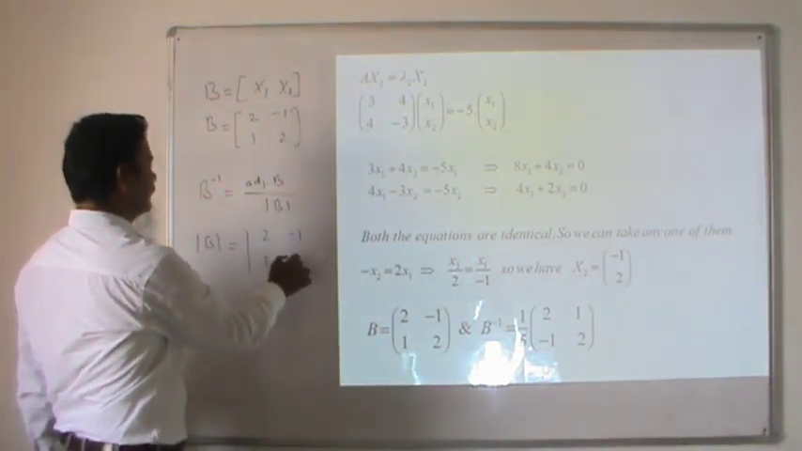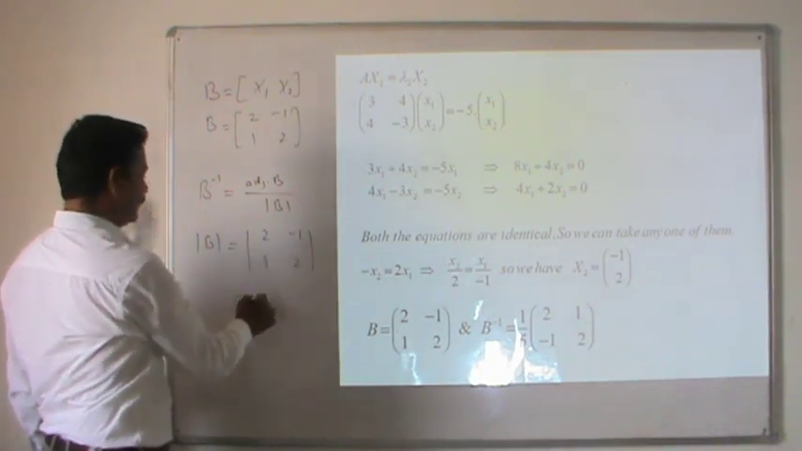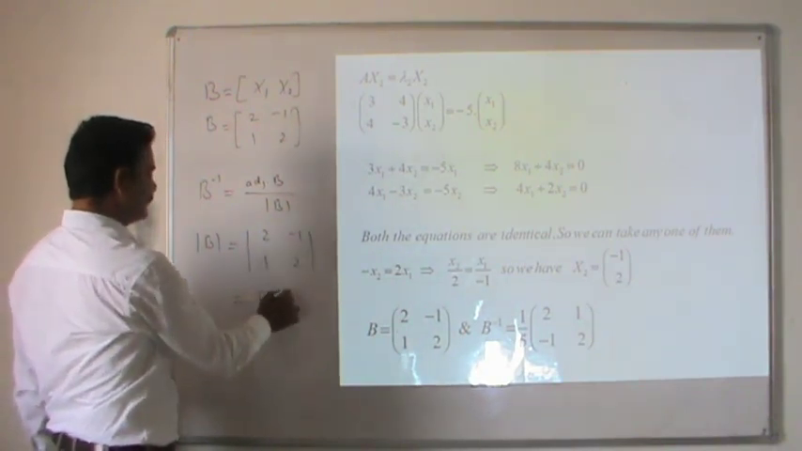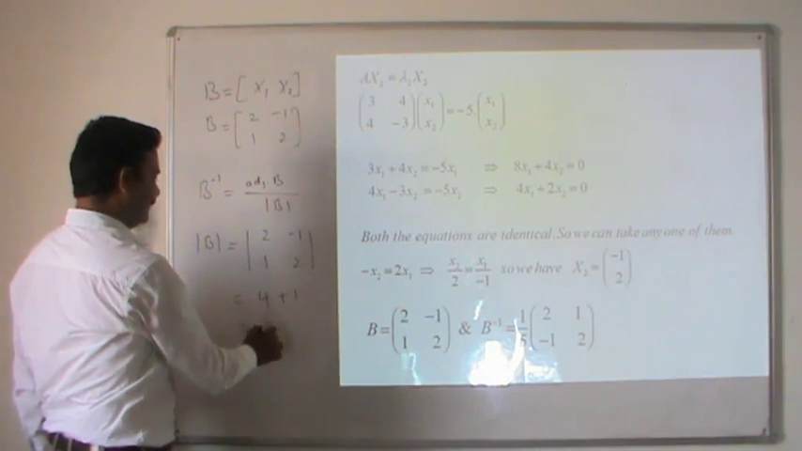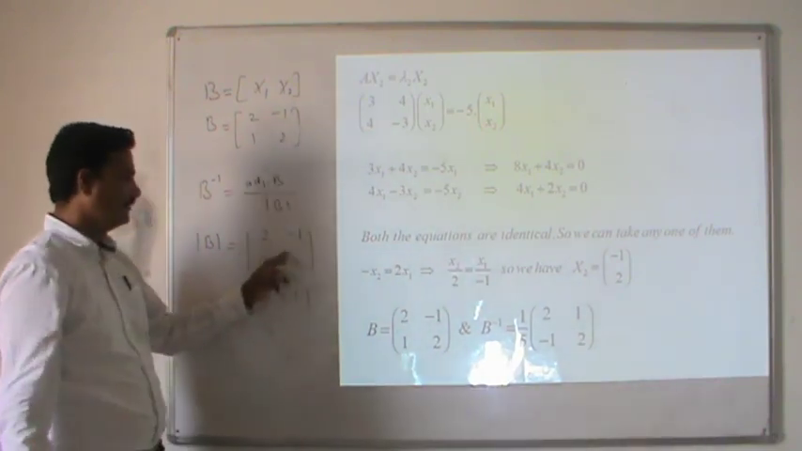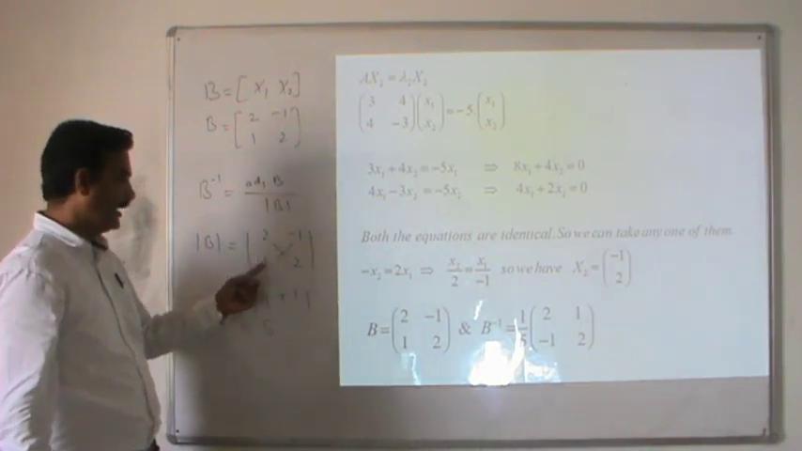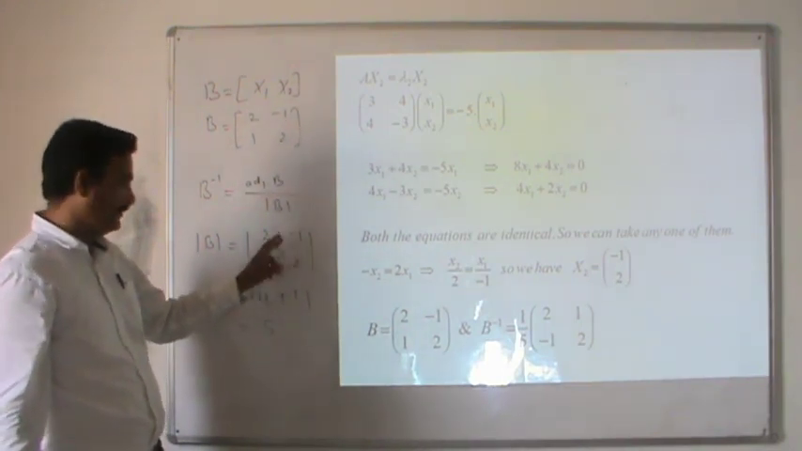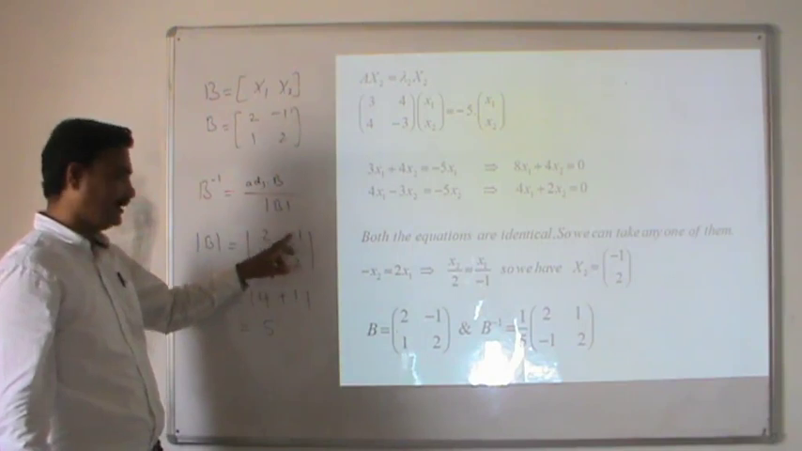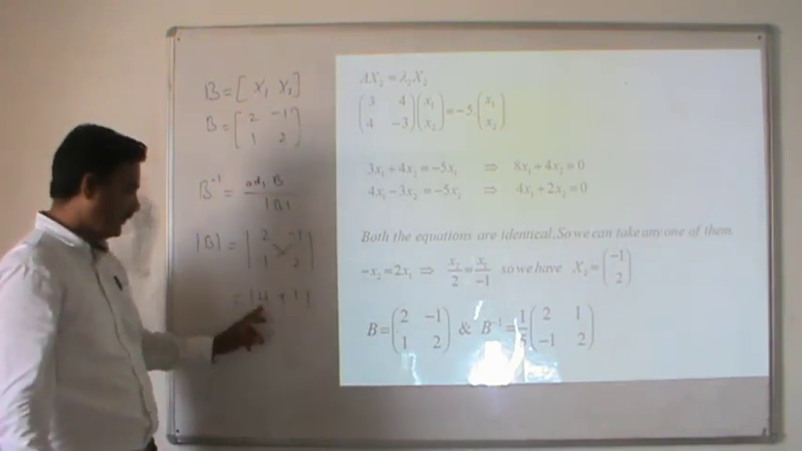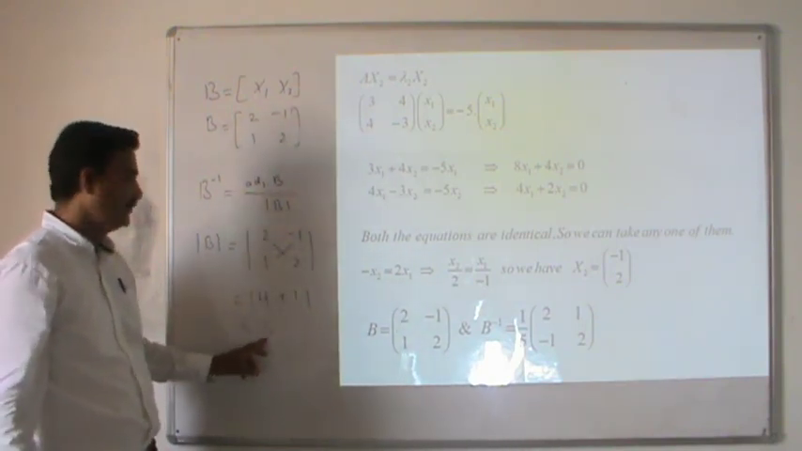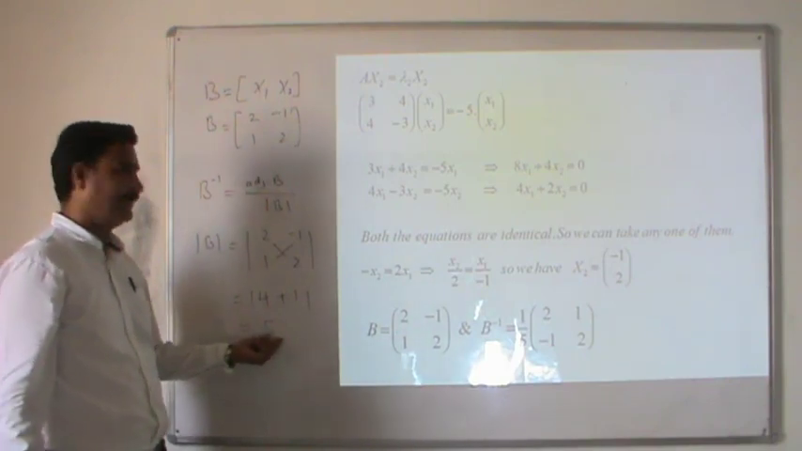2, 1, minus 1 and 2. 2 times 2 is 4, plus 1 gives us 5. We just cross multiply: 2 times 2 is 4, and 1 times minus 1 gives us minus 1. When we put a negative sign between them, minus minus becomes plus. So finally we get plus 5. So this is the value of determinant B, right?